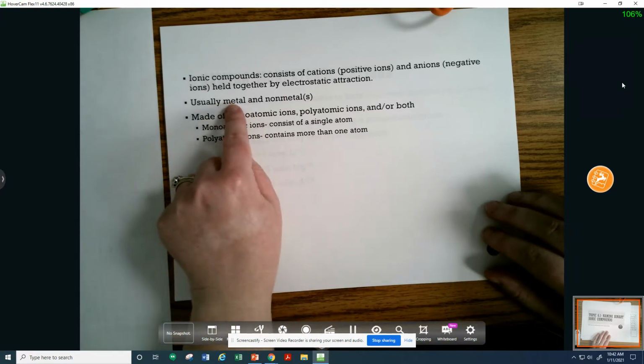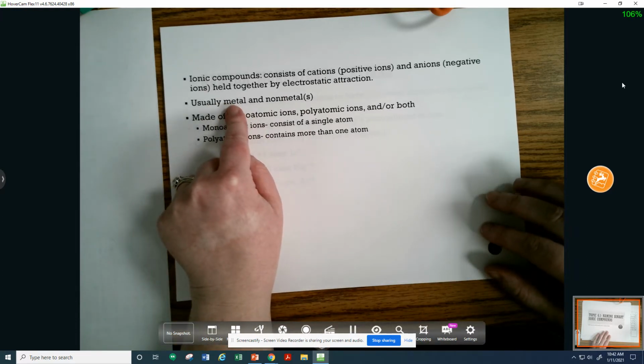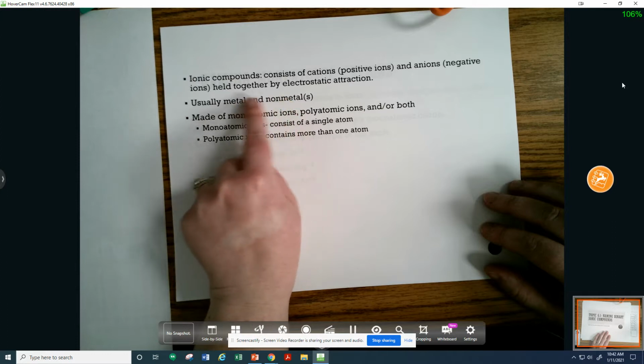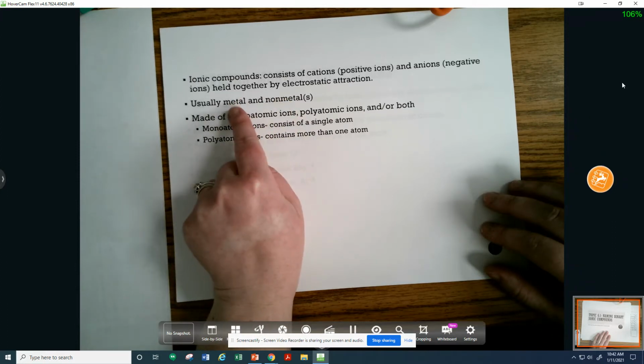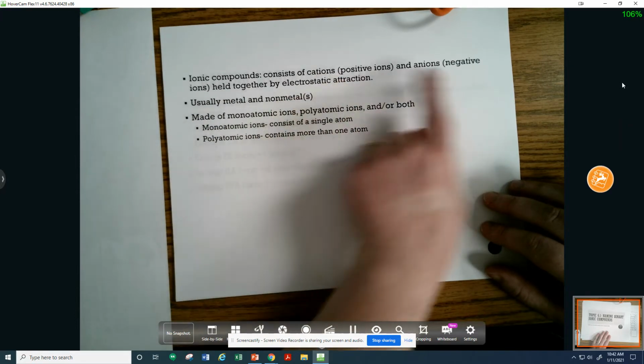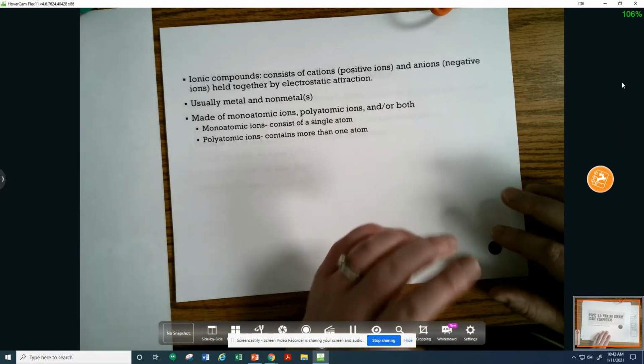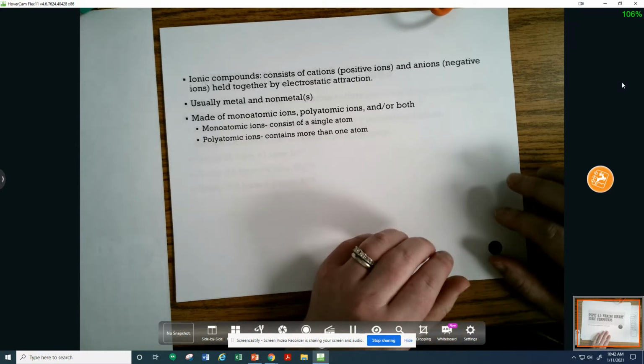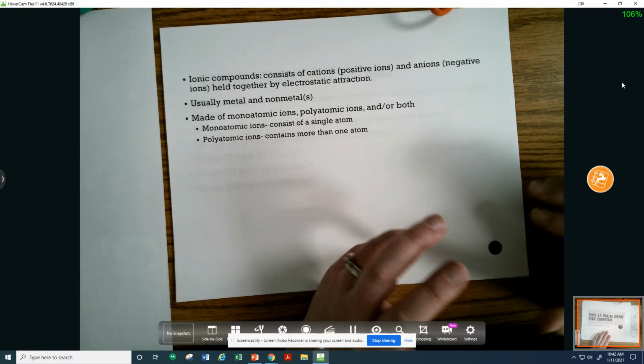When we look at the structure of the periodic table, the metals are on the left side and the nonmetals are on the right. Based on their valence electrons, metals like to give up their electrons, making cations, and nonmetals like to take in electrons, and so that's where we get that positive-negative attraction. So we can have ionic compounds.